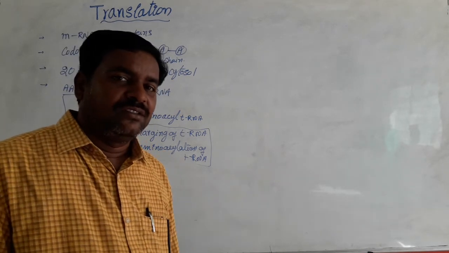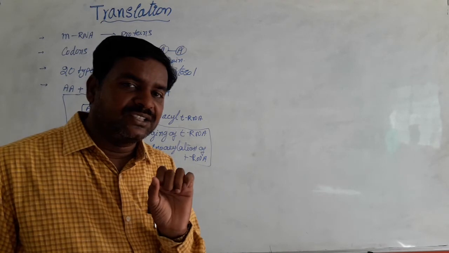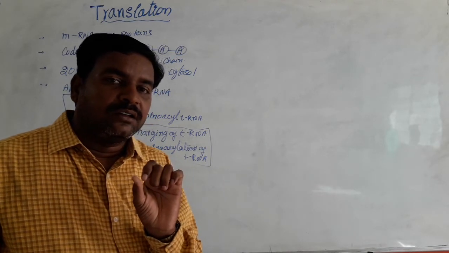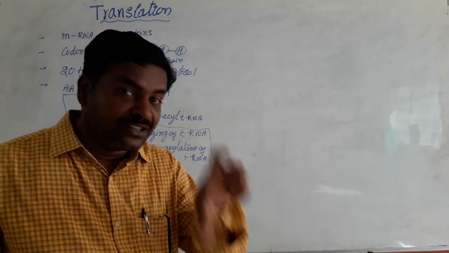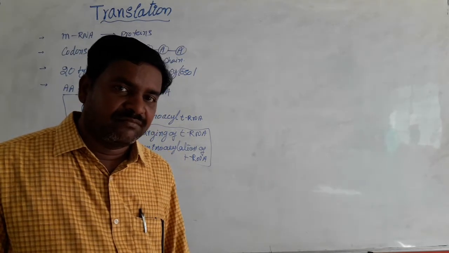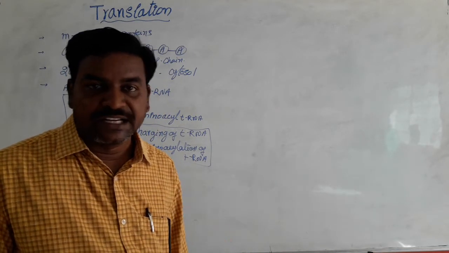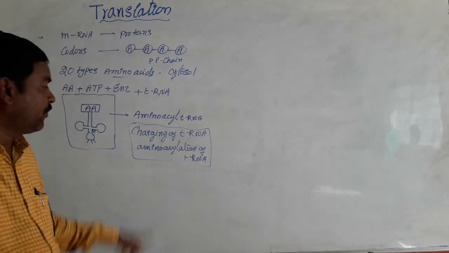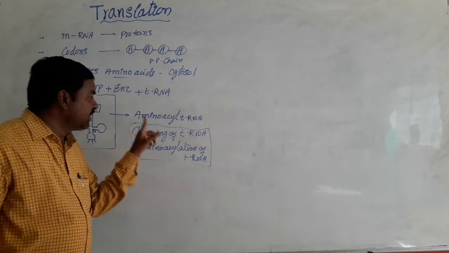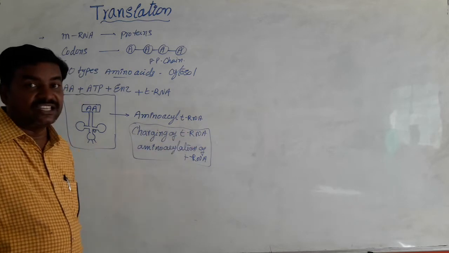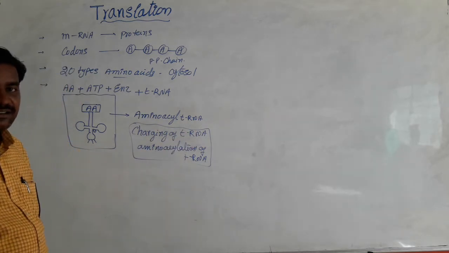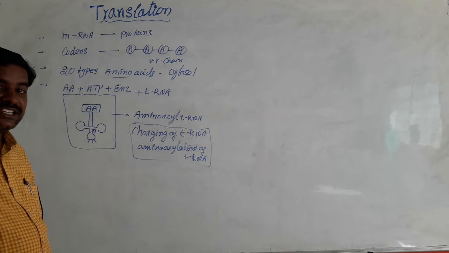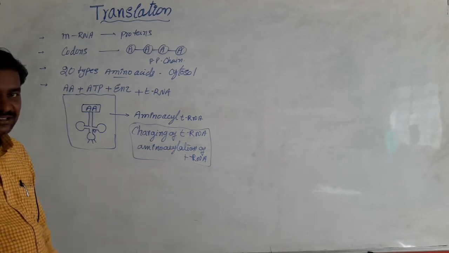Students, you know, in case of prokaryotes, the tRNA that transfers the first amino acid, formyl methionine, is called formyl methionine tRNA. Formyl methionine tRNA is also called initiation tRNA, initiator tRNA, like that.